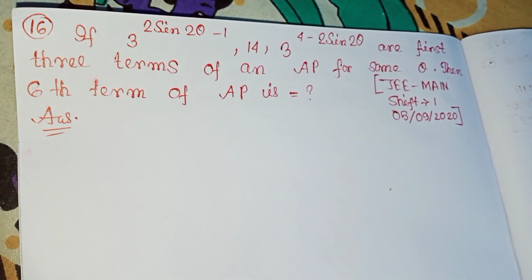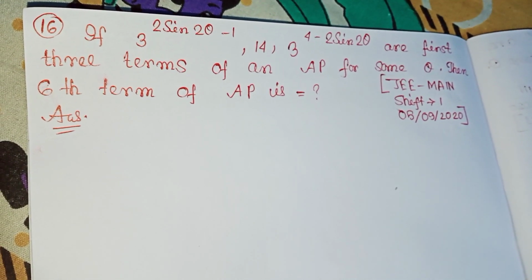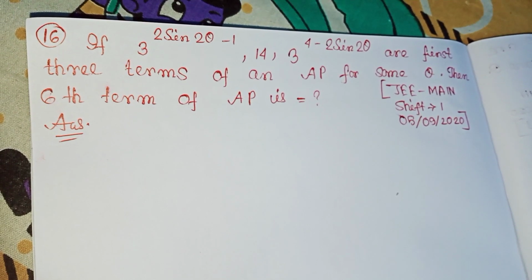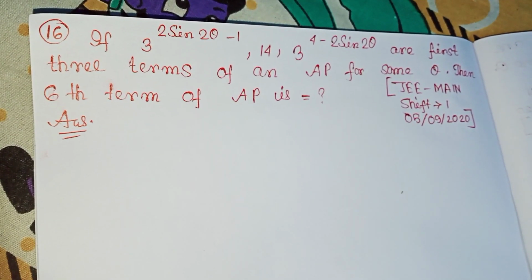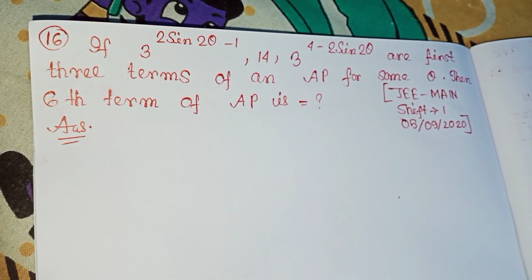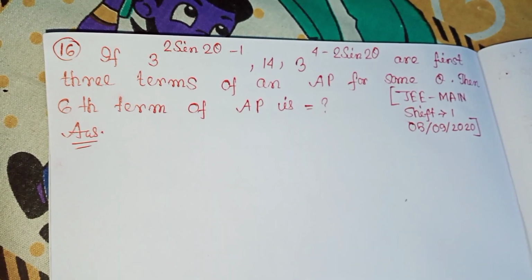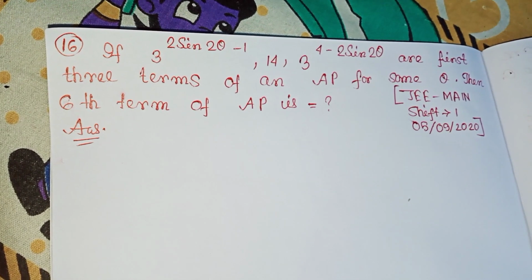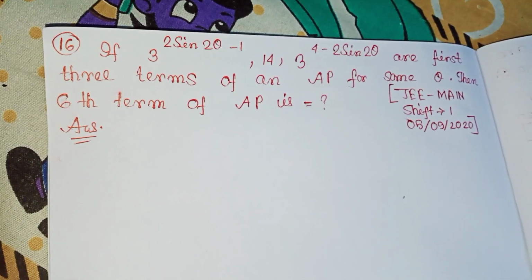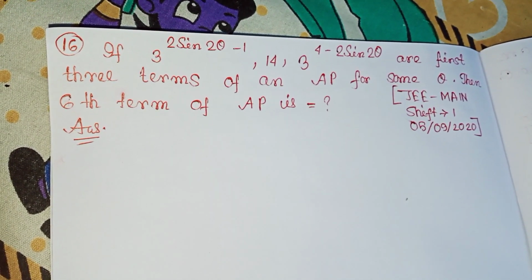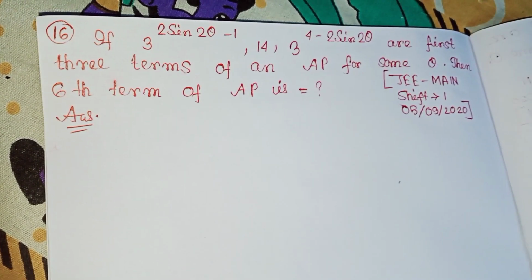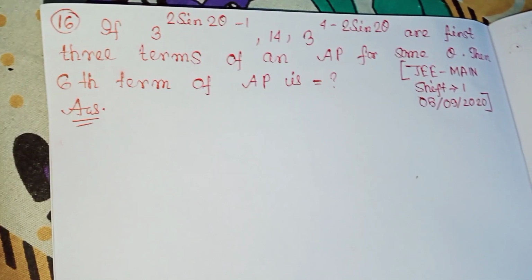Today we solve the JEE Main Shift 1, 5th of September 2020 question. Question number 16. If 3^(2 sin 2θ − 1), 14, 3^(4 − 2 sin 2θ) are the first three terms of an AP for some θ, then the sixth term of the AP is equal to what? This is a question on the topic of series, and it's a memory-based question also.